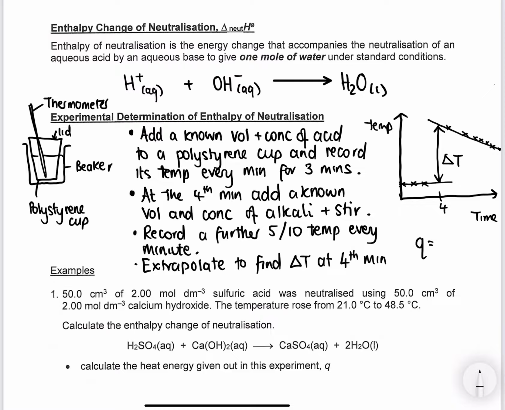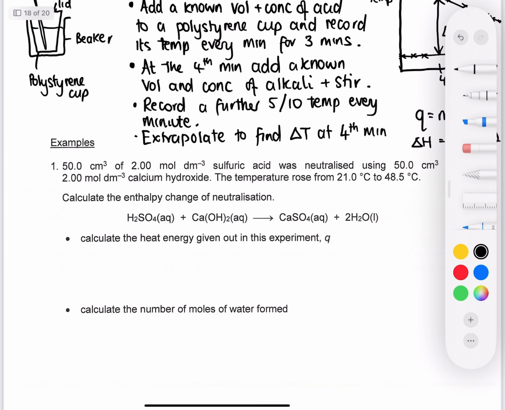Then we can use Q equals mc delta T to get the Q in joules, and then delta H is Q in kilojoules divided by, because this is enthalpy of neutralisation, the moles of water. So we're going to divide by the moles of water here. Let's have a look at an example.